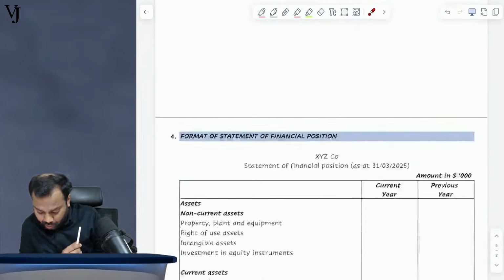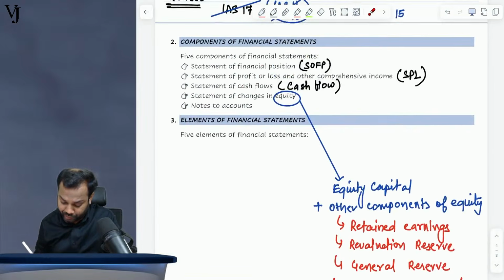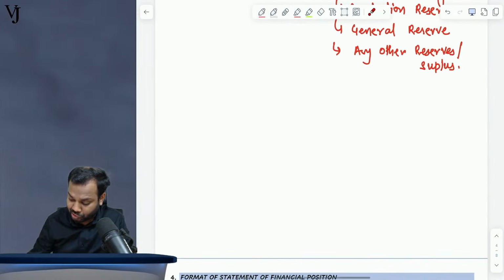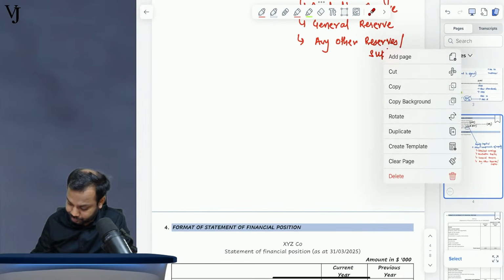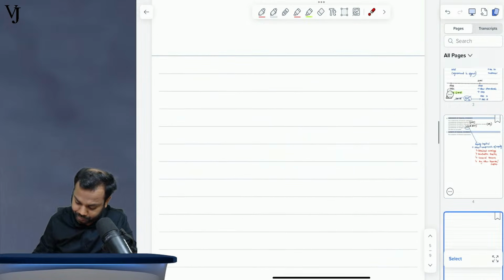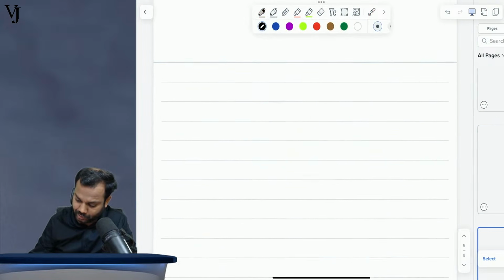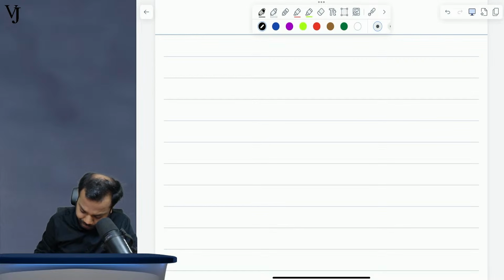Wonderful. Now moving on to the elements of financial statements. Point number 3.